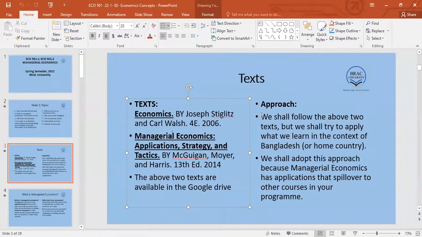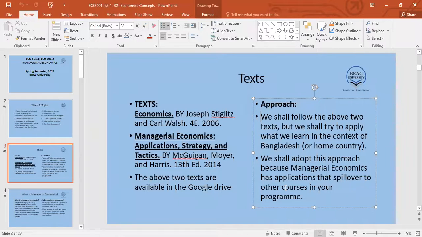Okay. Now the approach that we'll follow, that we mentioned last week, is that we will look at these texts, but our objective is to try to apply the solutions or the conclusions that we draw in the context of Bangladesh. Most of us are working, so whatever we learn, we'll try to apply it in our own work experience. In the context of Bangladesh, not home country, since we don't have any foreign friends this semester.